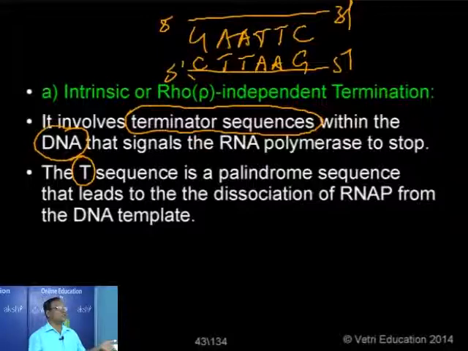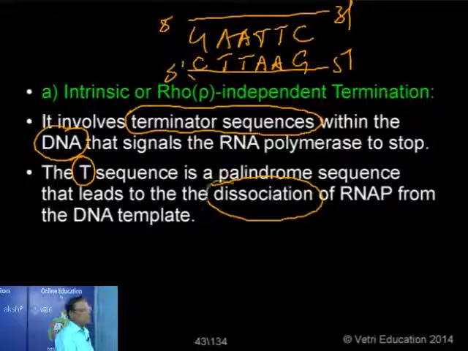So anyway, the terminator sequence, the intrinsic factor, is nothing but the palindrome found in the DNA, and that is responsible for the stoppage of RNA polymerase activity and relieving the RNA polymerase enzyme from the DNA template. This is what is called the dissociation. So the dissociation of RNA polymerase from the DNA template, the relieving of it, is brought about simply by the DNA sequence, an intrinsic factor found in the DNA itself, not coming from outside. That is why it's called rho independent termination.